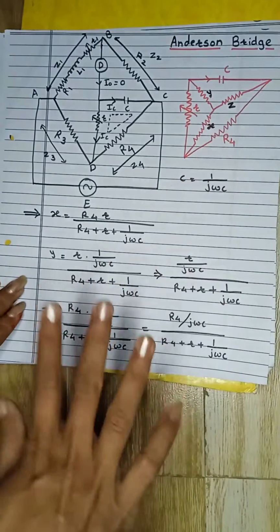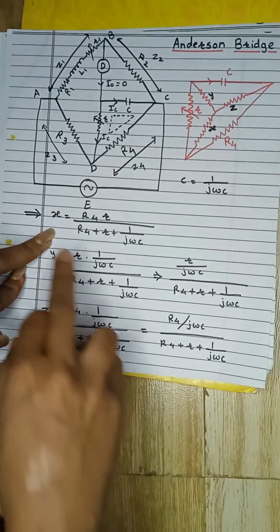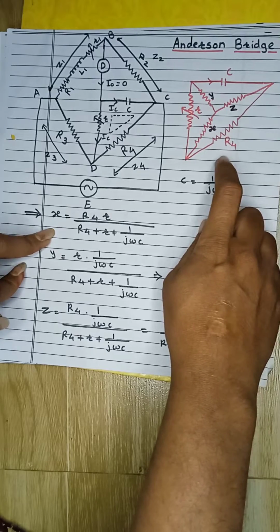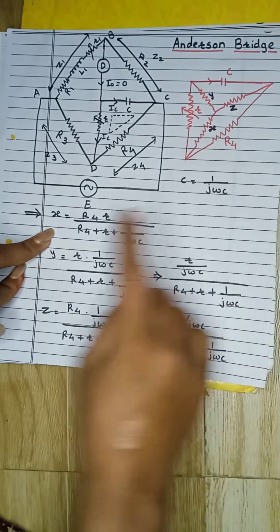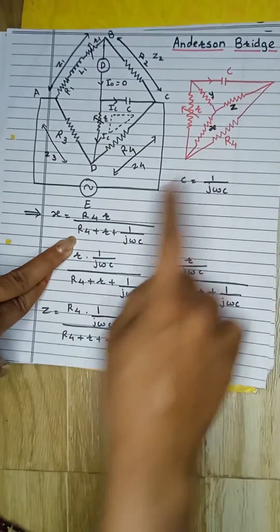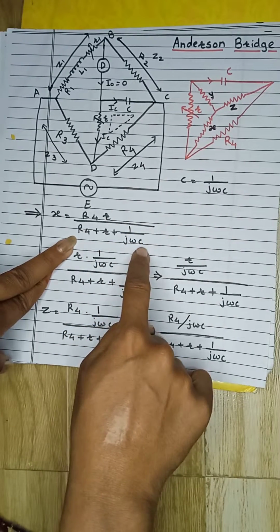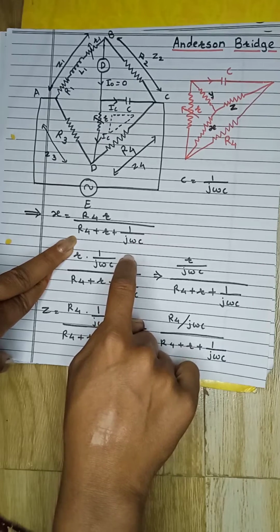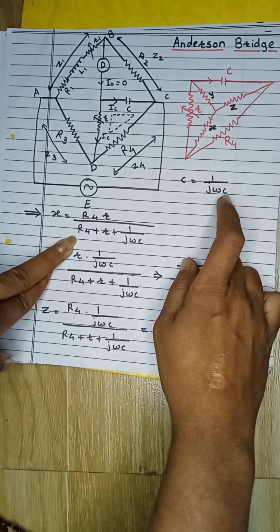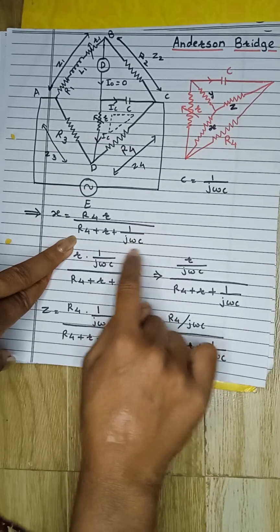So this looks like a delta, and we have to convert this delta into a star. There is a formula for conversion of delta to star. So x is equal to, the adjacent sides of x are R4 and r, so x is equal to R4 into r divided by all the sides, so R4 plus r plus 1 upon j omega C. Why do we put 1 upon j omega C? Because the capacitive reactance is 1 upon j omega C, therefore we have to use 1 upon j omega C.